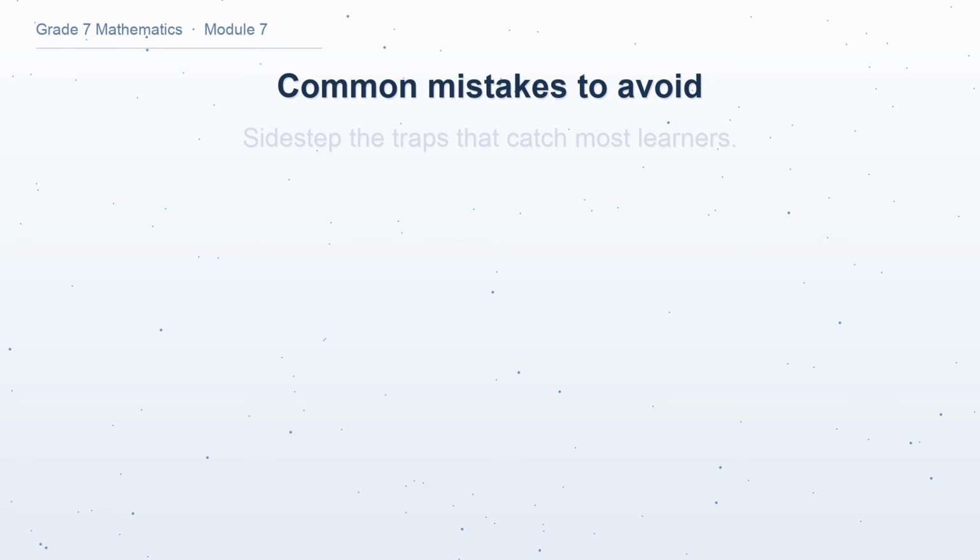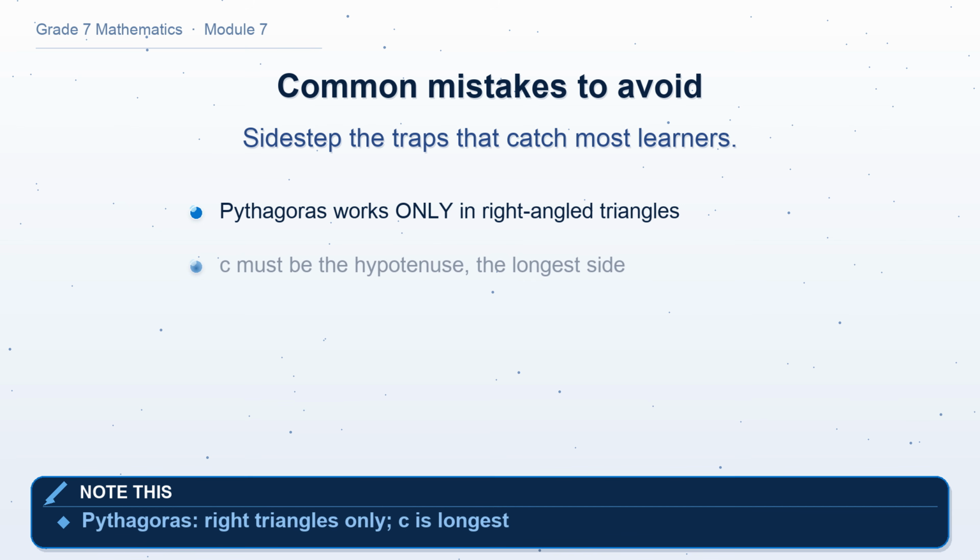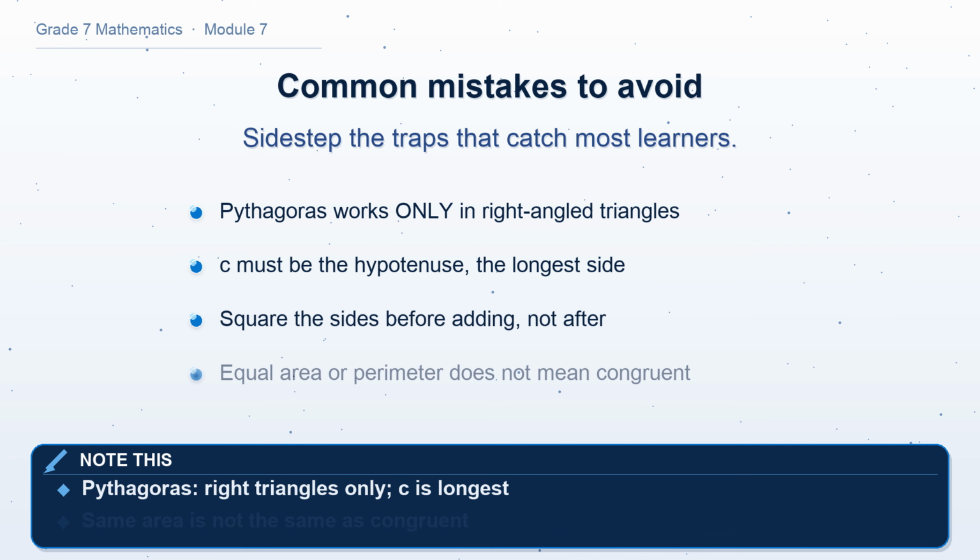Before we practice, let us avoid the traps that catch most learners. First, Pythagoras' theorem works only in a right-angled triangle, never in an acute or obtuse one. Second, in the formula, c must always be the hypotenuse, the longest side, so never place a shorter side there. Third, square each side first and then add. Squaring the sum gives the wrong answer. And finally, two triangles with the same area or the same perimeter are not always congruent. Congruence needs the sides and angles to match. Keep these in mind and your triangle work will stay accurate.